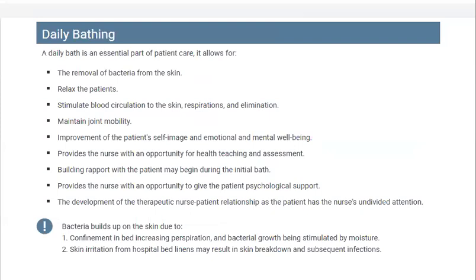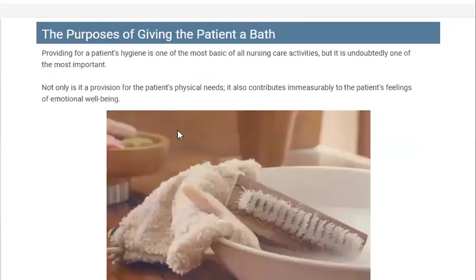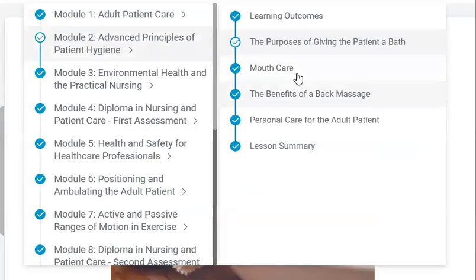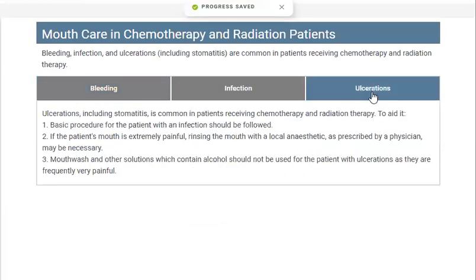Ulcerations. Ulcerations, including stomatitis, are common in patients receiving chemotherapy and radiation therapy. To aid it: 1. Basic procedure for the patient with an infection should be followed. 2. If the patient's mouth is extremely painful, rinsing the mouth with a local anesthetic, as prescribed by a physician, may be necessary. 3. Mouthwash and other solutions which contain alcohol should not be used for the patient with ulcerations, as they are frequently very painful.